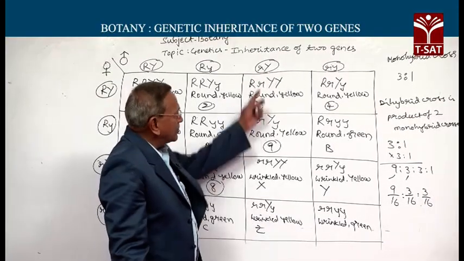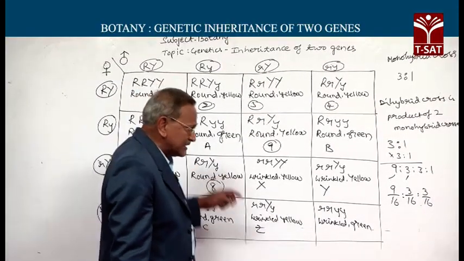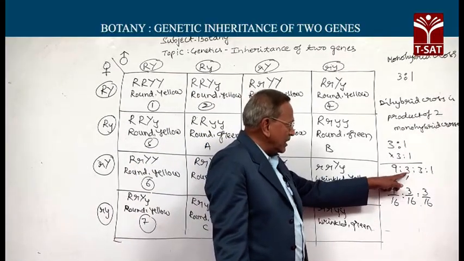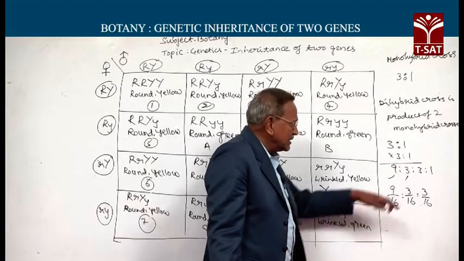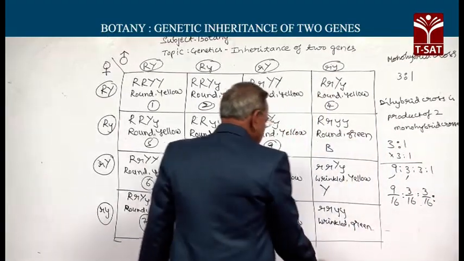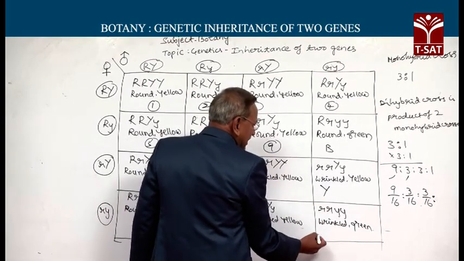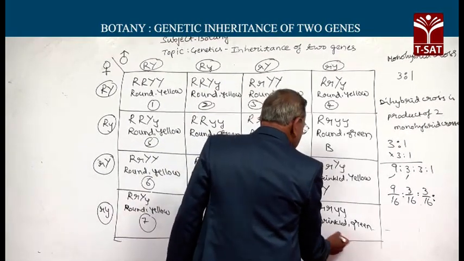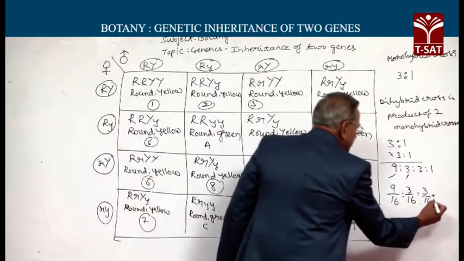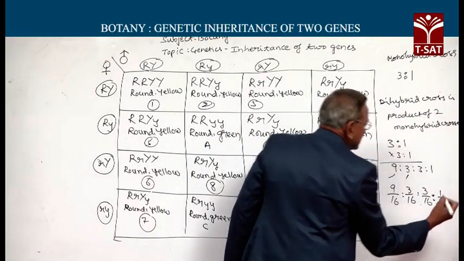So the total progeny is 16. Out of this 16, we have so far accounted for 9 plus 3, 12, 12 plus 3, 15. The lone other different result, what is it? The last one, let me write this without any particular symbol. So this is the last one, 1 out of 16.